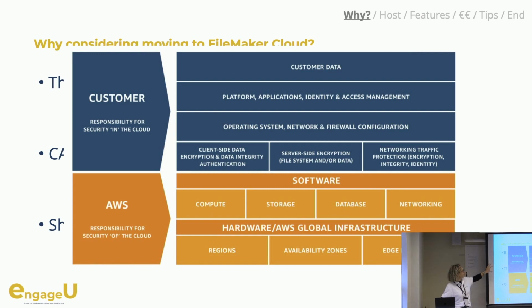It's supposed to be that Claris's responsibility is somewhere in the middle, but I haven't been able to find anything official released by Claris like this. So we don't know very well where Amazon ends, where Claris begins, and where the customer's part begins. But this is an overview, okay?